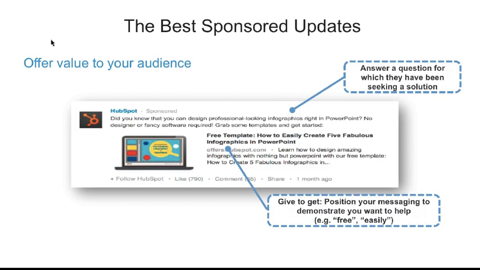converting. Here in this HubSpot example, we see that they've done a great job providing value by positioning how they want to help ease the pain of many marketers, offering a free template to create infographics and PowerPoint. By answering a question in the body of the copy, they showcase how they're solving for that problem and entice the reader to go download the solution.